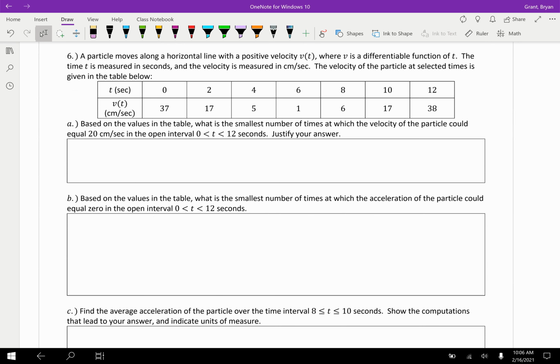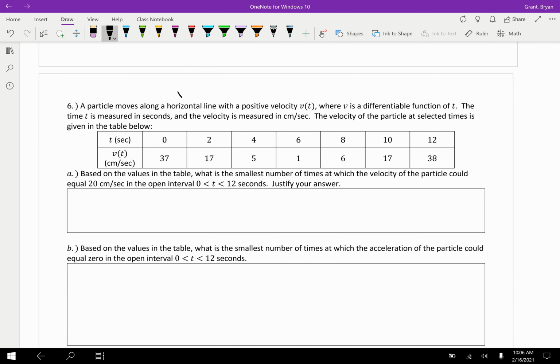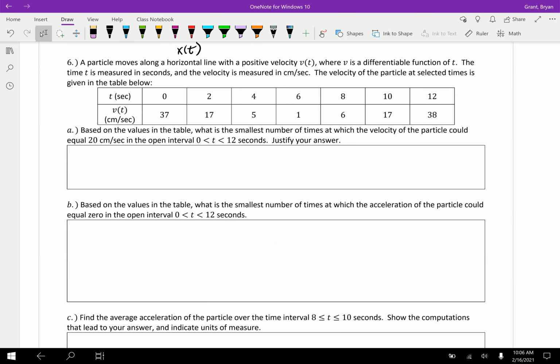So a particle moves along a horizontal line, so I'm going to call the distance x of t, with a positive velocity. V is a differentiable function, right? If V is differentiable, it also means V is continuous. And the time t is measured in seconds, velocity in centimeters per second, velocity is given below. Based on the values in the table, what is the smallest number of times at which the velocity of the particle could equal 20 centimeters per second?